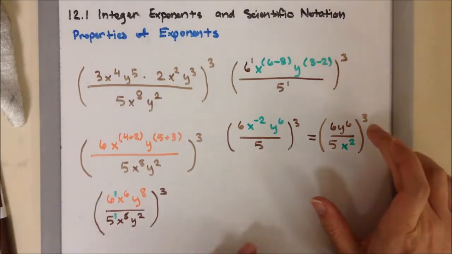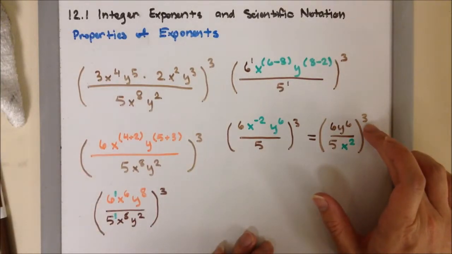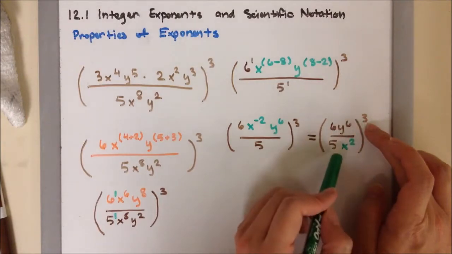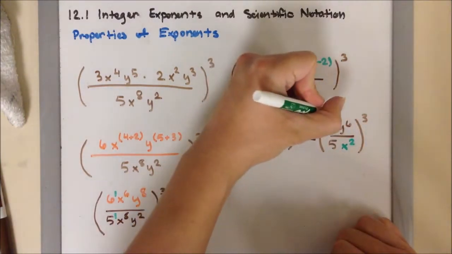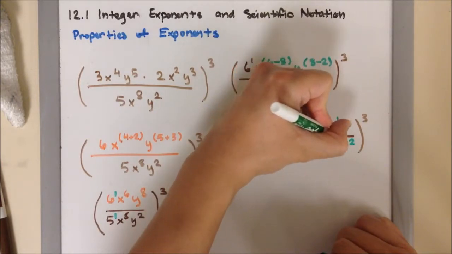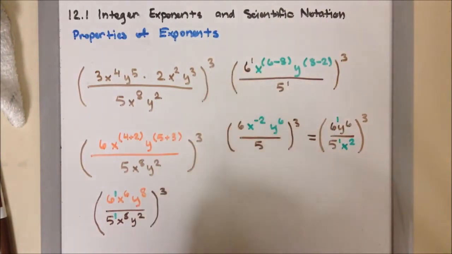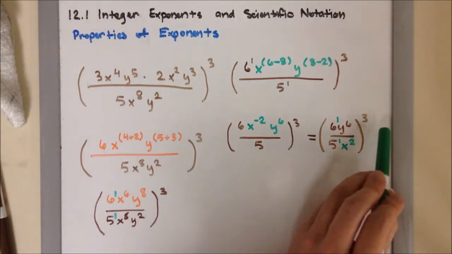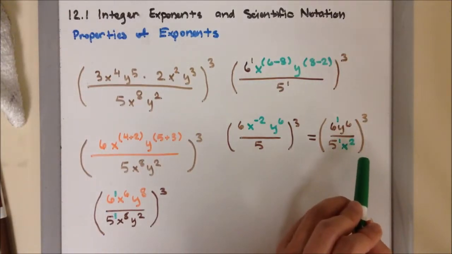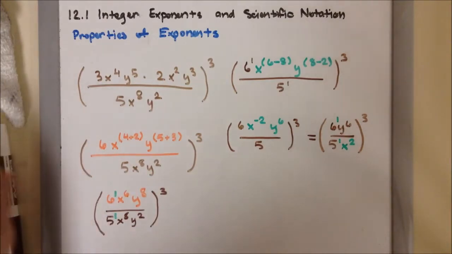Now here, since we have the exponent outside the parentheses, I'm going to distribute it to all the exponents inside. But remember, the 6 and the 5, the number coefficients, have an invisible 1. So what I'm going to do is distribute the 3 that's outside to all the exponents inside. So when I do that, it's going to look like this.